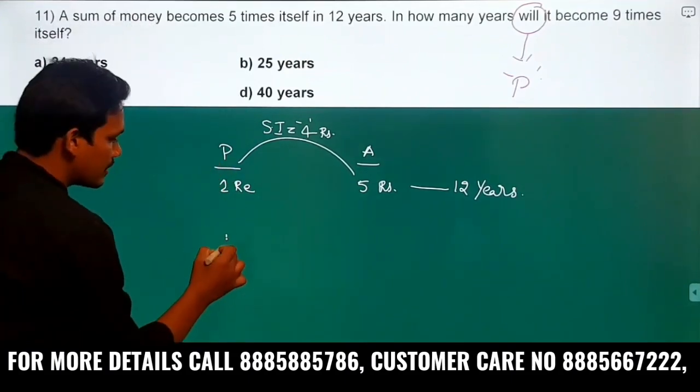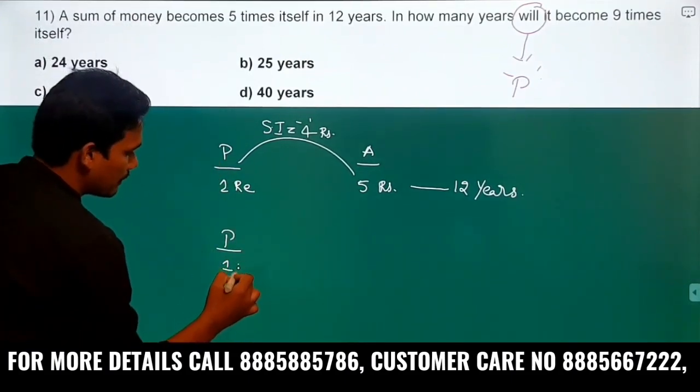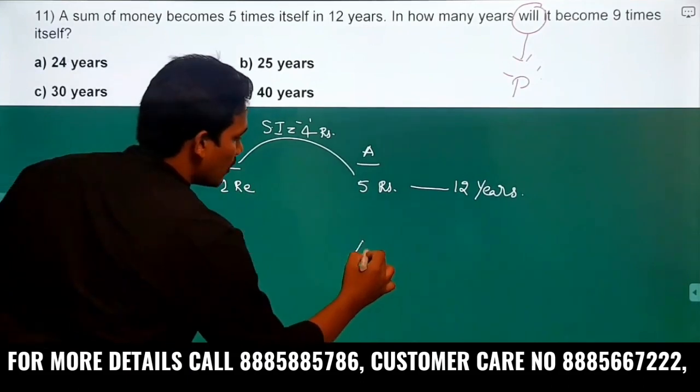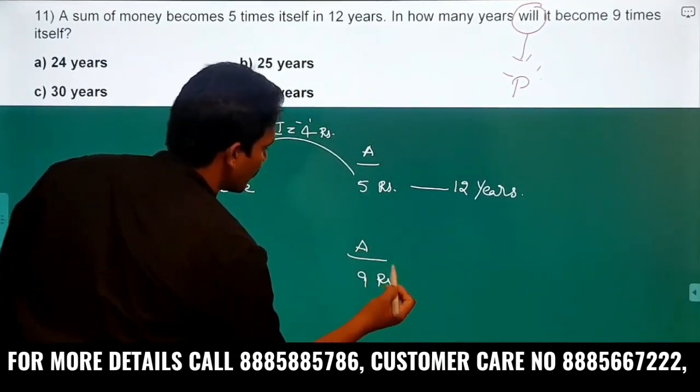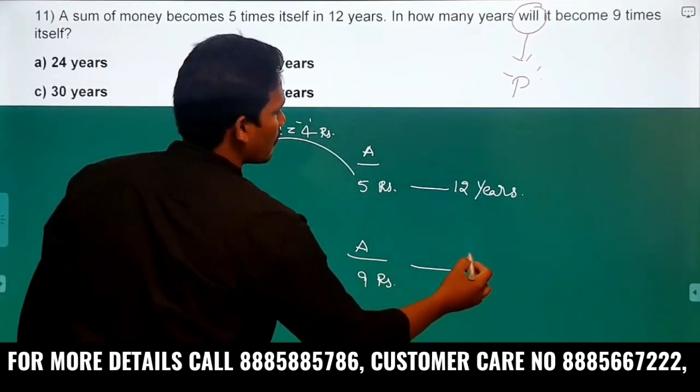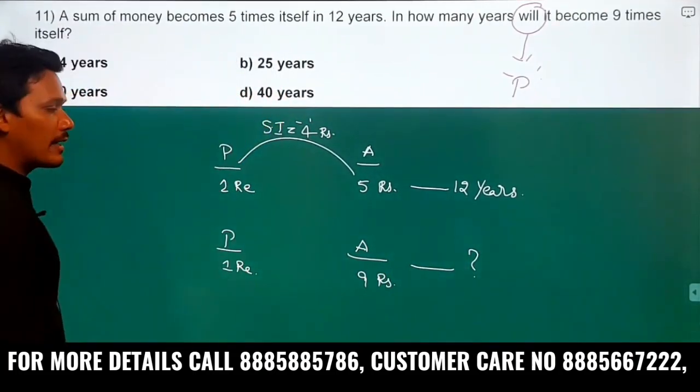Okay. So let me consider the principal value as 1 rupee. Right. So the amount value will become how much here? 9 times. Okay, 9 rupees. Right. So he's asking for the corresponding time.